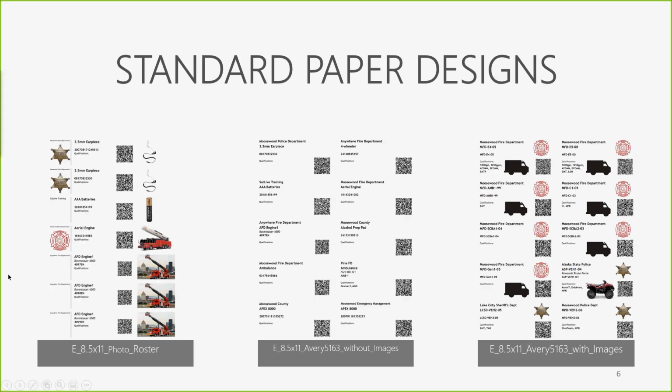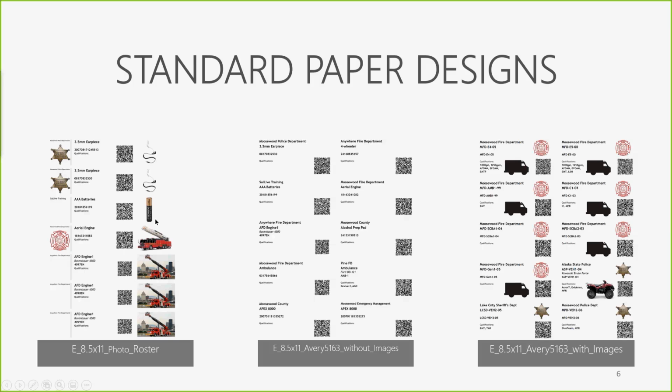Now, for all the designs, so each of these standard paper designs, you're going to see an equipment barcode, organization name, name of the item, ID, a description, make, model, and then any qualifications. Each of these is going to print up to, so the Avery 5163 with or without images prints up to 10 barcodes per sheet. Then you have this right here, which is the photo roster. This one only prints up to 7 barcodes per sheet.